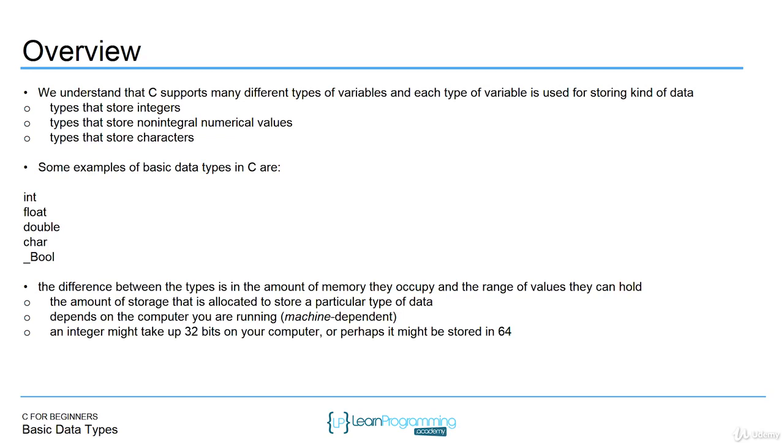If I run a C program on a Linux system with different hardware versus a Windows system with certain hardware, an integer may be 4 bytes in memory, or it may be 8 bytes. Again, it depends on the machine you're running on how much memory is allocated for the data you want to store. An integer might take up 32 bits, which is 4 bytes, or it might take up 8.